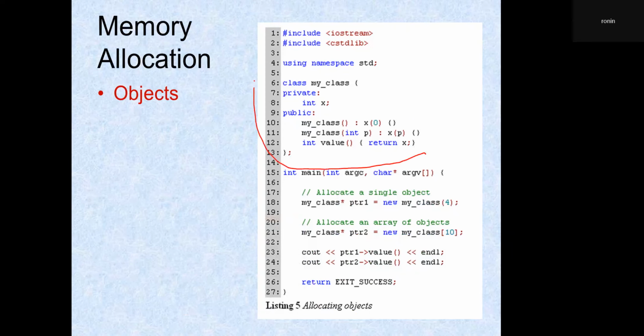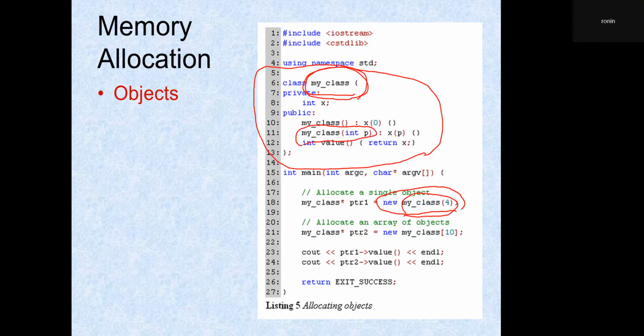In this example, the user defined a class, MyClass. This is a user-defined class. In the main function, we can new an object, new MyClass 4. This calls the constructor and creates an object. Then the object's address is assigned to ptr1, so ptr1 points to an object. Here, new MyClass 10 creates a MyClass array of size 10, used to store 10 MyClass objects, and the address goes to ptr2.